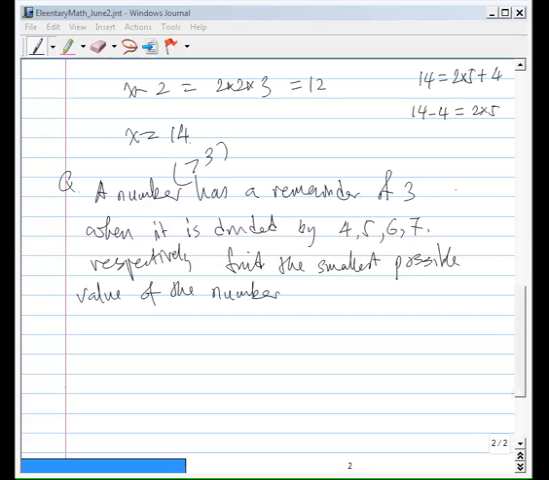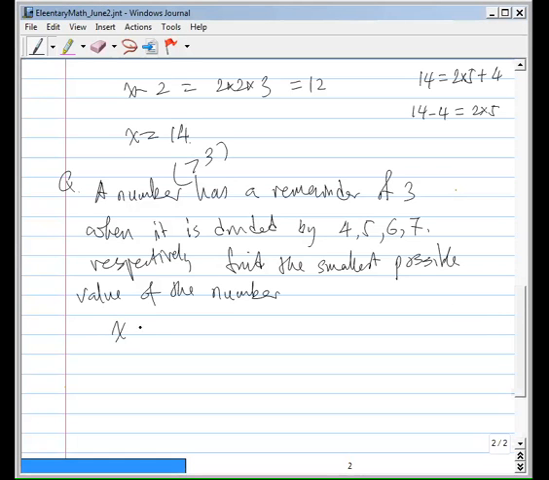Daniel, can you figure it out? The idea is similar. In the previous example, we only had 2 divisors, and we got the same remainder. Now we have more, so you have to transfer this problem to the following. The number minus 3, minus the same remainder, is divisible. Let's just say x minus 3, so the remainder is gone. This is divisible by 4, 5, 6, and 7.